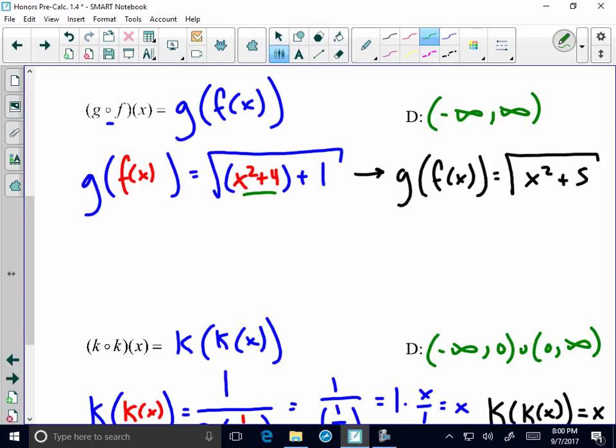And if we take a look at this composition, there's no restrictions for x squared plus 4. Now, we would normally say that what's underneath the radical, that square root, that even radical, cannot be less than 0. But if we take a look at this, we've got x squared plus 4 plus 1, and we're saying that can't be less than 0.